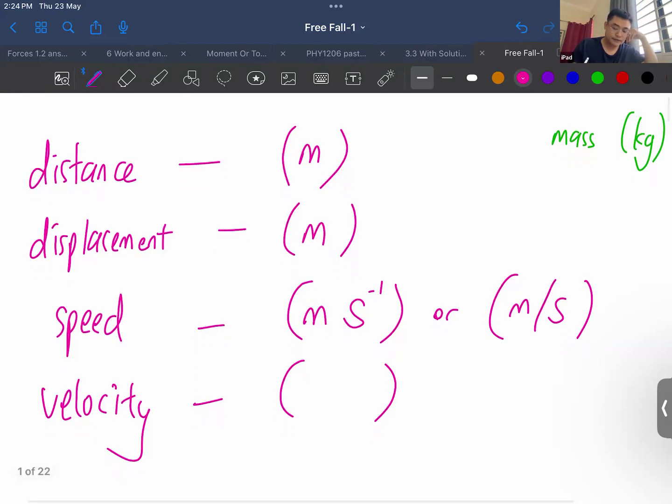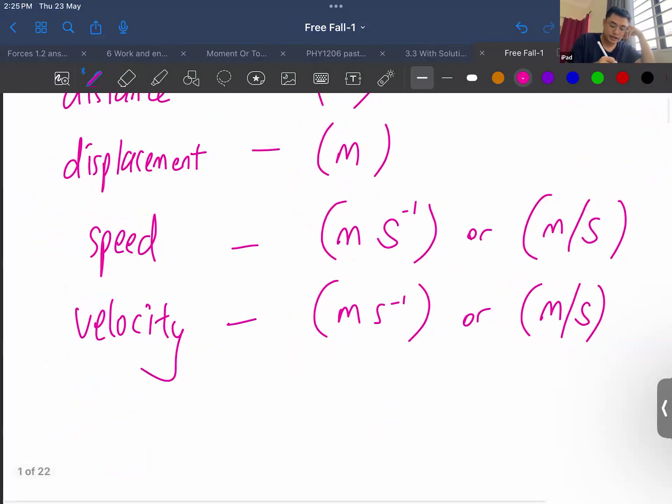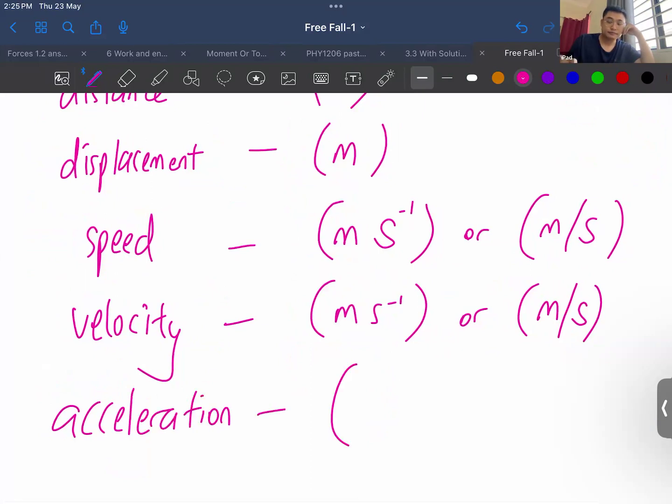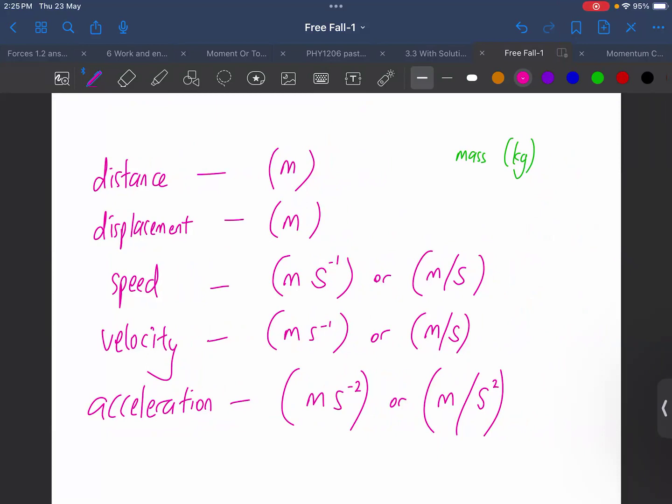What about the unit for velocity? Same. Very good. Now, what about acceleration? Meter per second, to the power of minus 2. Then you should say meter per second square. I repeat, meter per second square. Are you good? Let me give you 5 or 10 seconds to make sure you understand all the units.